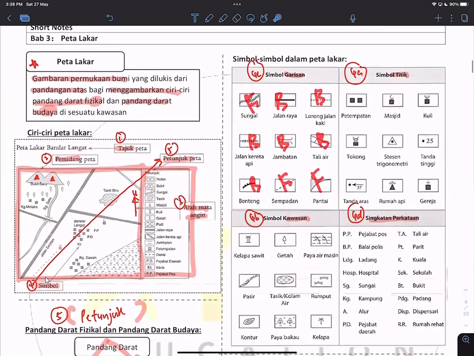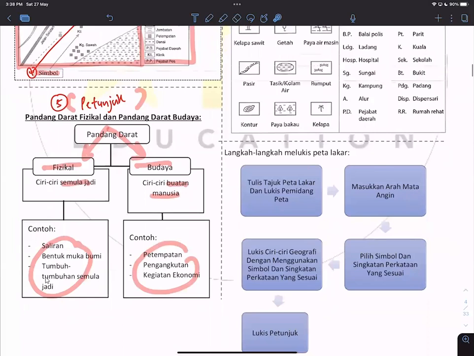Petalaka. Okay, so after Petalaka, Langka. So please put a star. Okay, I'm not going to teach you guys one by one. So remember the first one, we try to tulis tajuk and then lukis berminat. So this is your first ciri. This is your second ciri. First step. Second step, we try to memasukkan arah mata angin. So arah mata angin is the third ciri, right? Okay, so this is the arah mata angin for our third ciri.